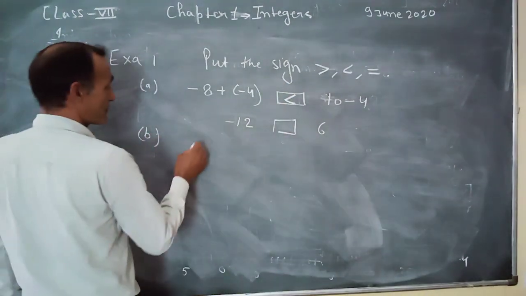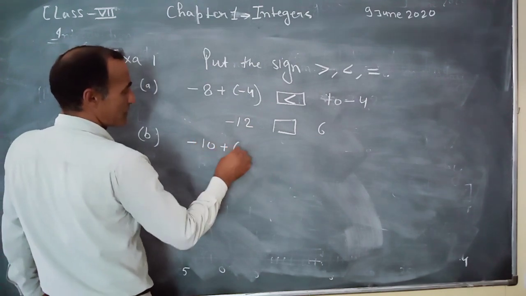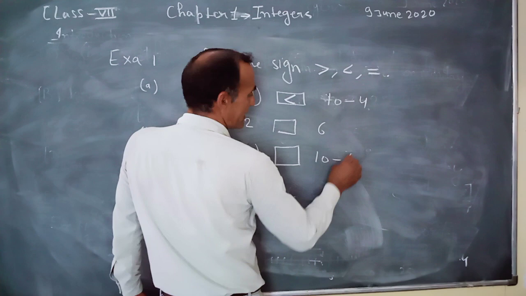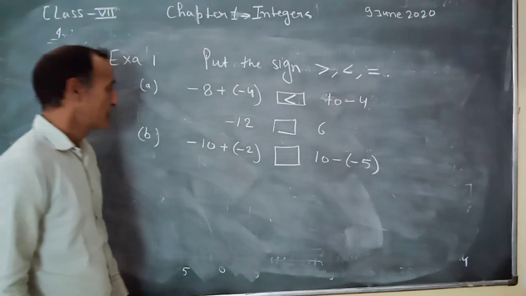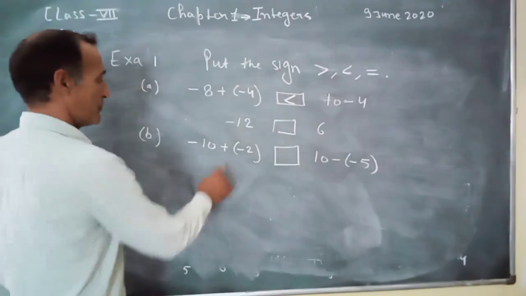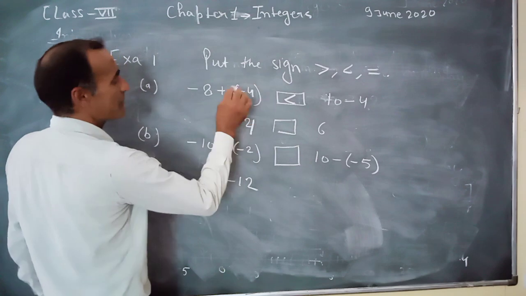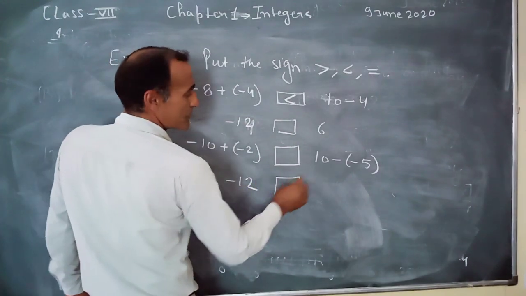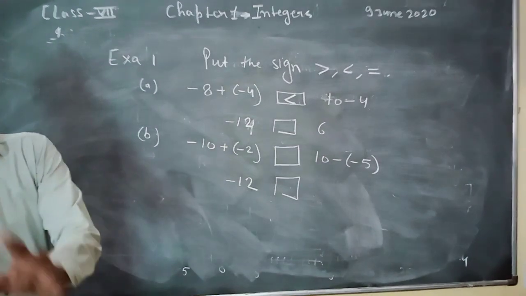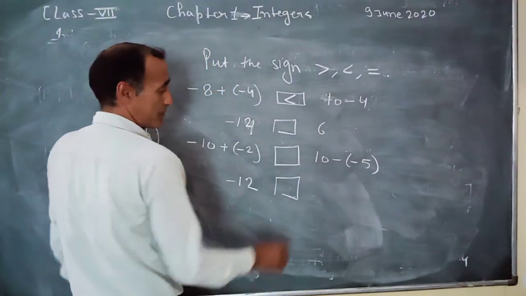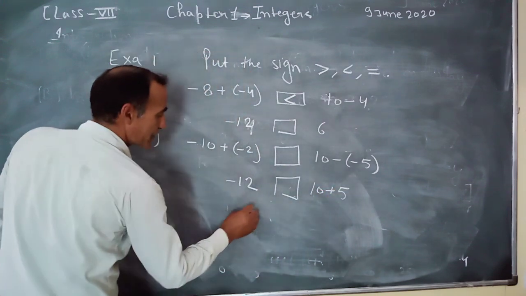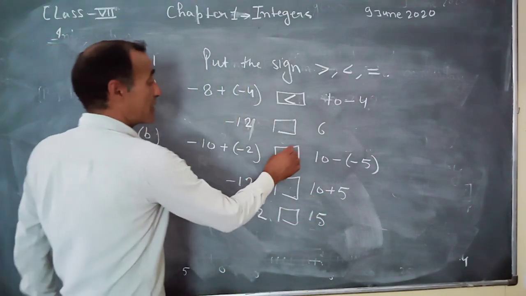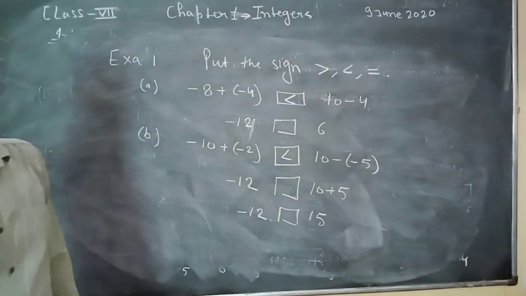B: -10 plus -2, and 10 minus -5. Look, minus and minus we add, so -12. Here 10 minus -5: minus and minus convert into plus, because minus minus is the regular sign, so it converts into plus. So here -12, and here 15 is the greater number, so we put here the smaller sign.